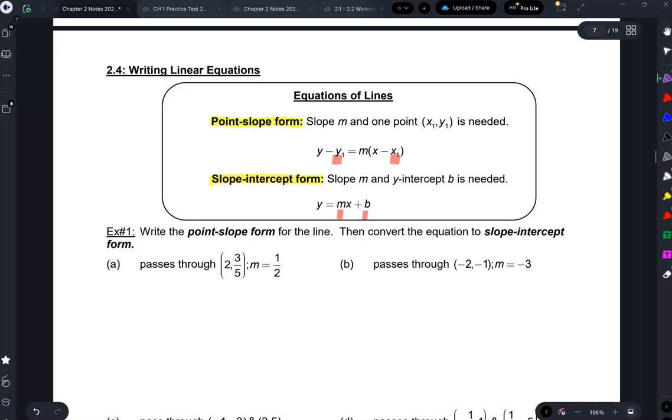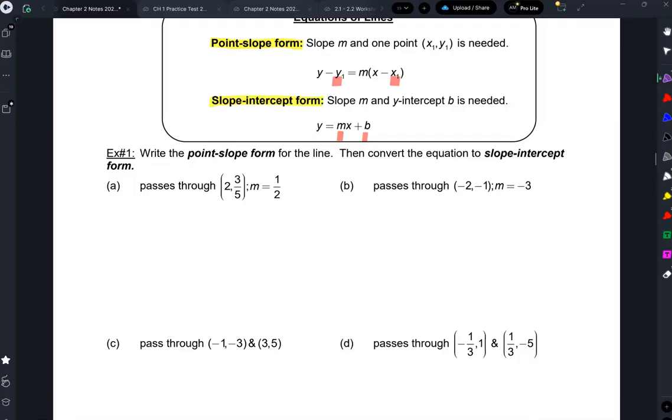Okay, so here I have a point. It passes through (2, 3/5), and this is the slope. So this is my x1, y1. So for the point-slope form, it'll be y minus 3/5 is equal to 1/2 (x minus 2). This is the point-slope form. On my homework and on the test and on the quiz, I'm going to ask you for this form and for the other form. Cool?